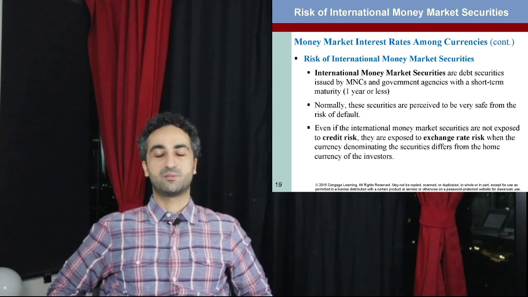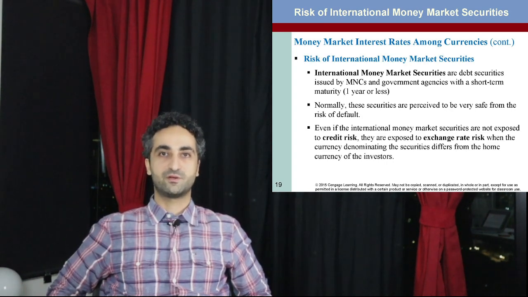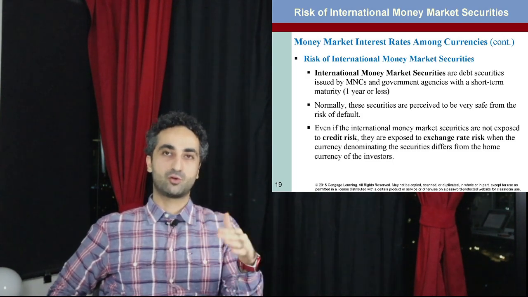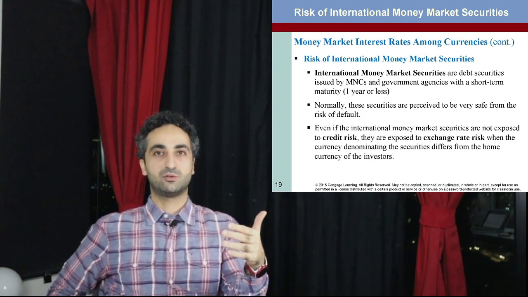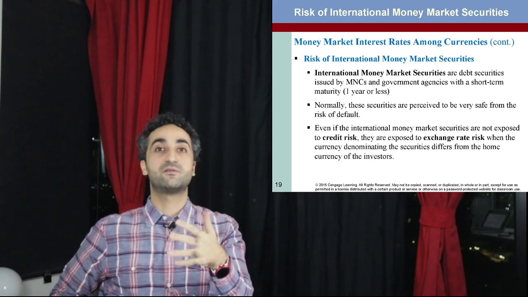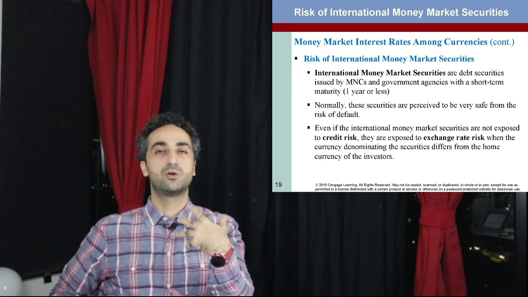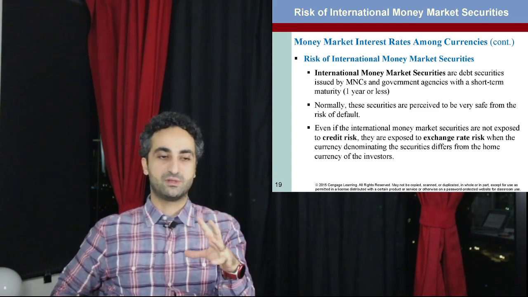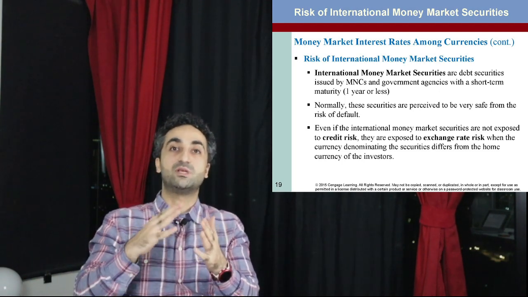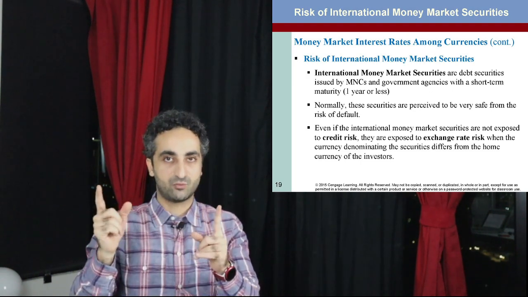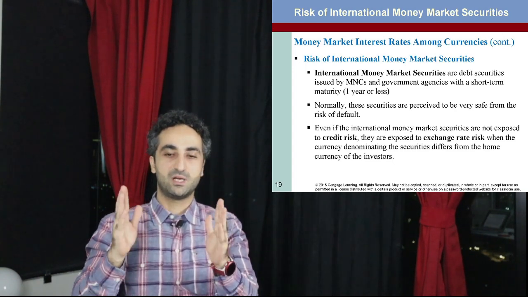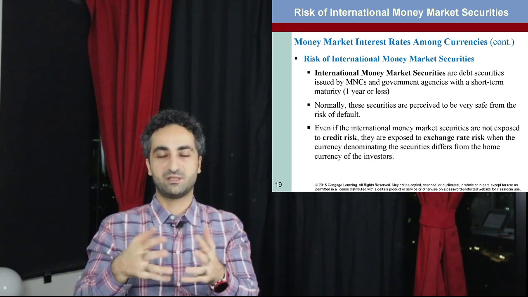Normally these securities are perceived to be very safe from the risk of default. Why? Because it's less than 6 months. Even if Corona continued, do you think McDonald's might be out of the market in 6 months, meaning that they would not have enough assets to repay you? I do not think so. So for these gigantic companies, people don't really expect them to default in the short term, in less than 1 year. Maybe in 5 years, I don't know, but I don't see the company defaulting on paying debt in 6 months.